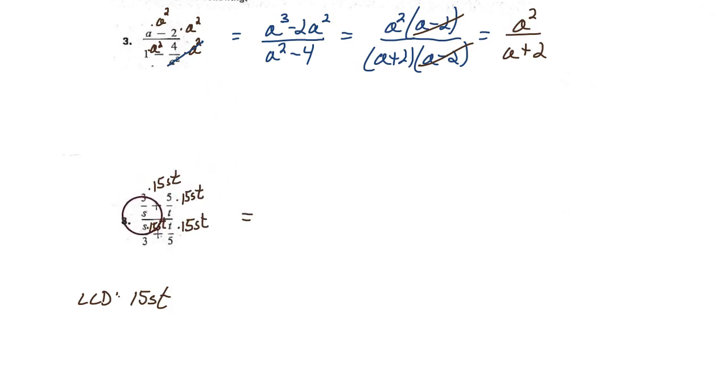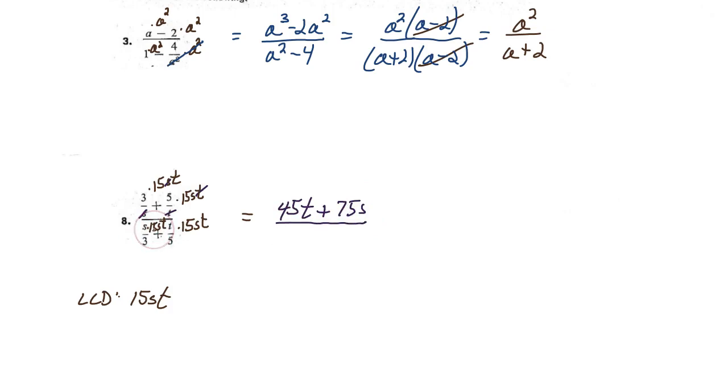Some stuff will cancel. The S will cancel the S. The T will cancel the T. 3 goes into 15, leaving 5. 5 goes into 15, leaving 3. Let's rewrite. 3 times 15 is 45t. 5 times 15 is 75s.